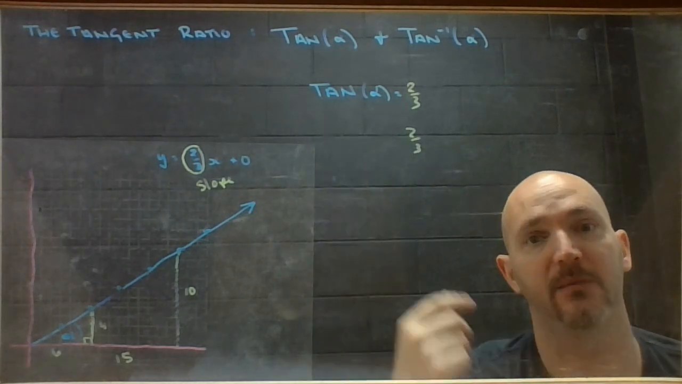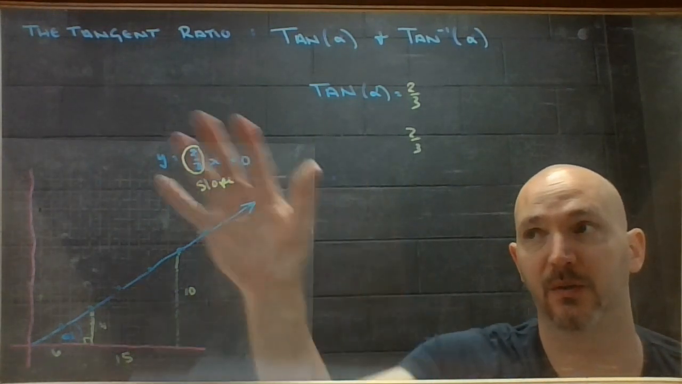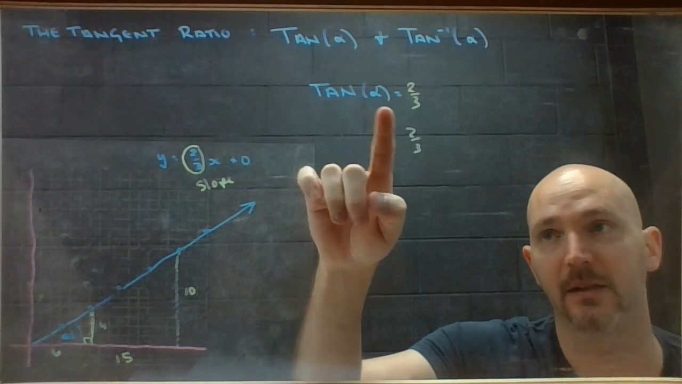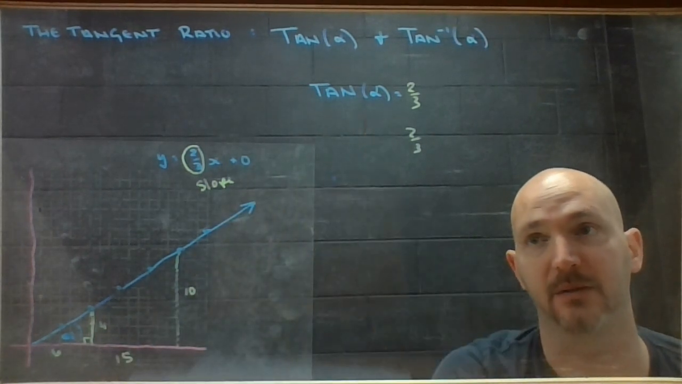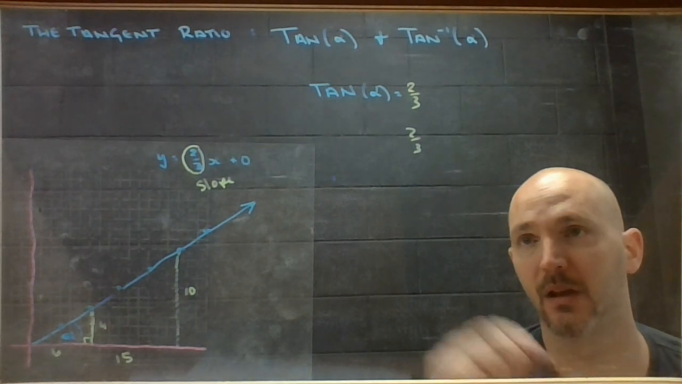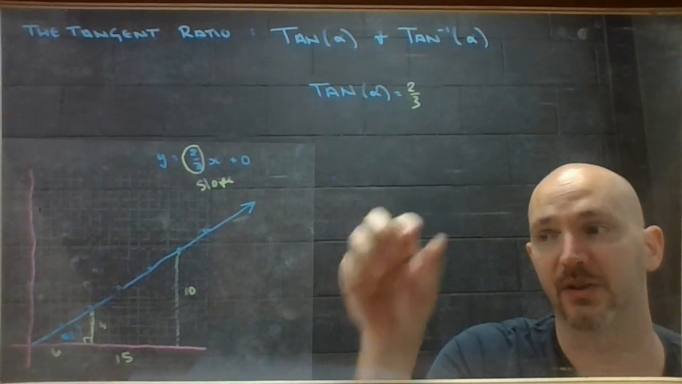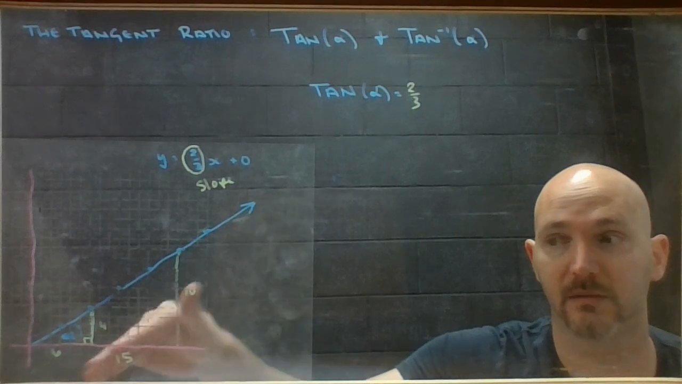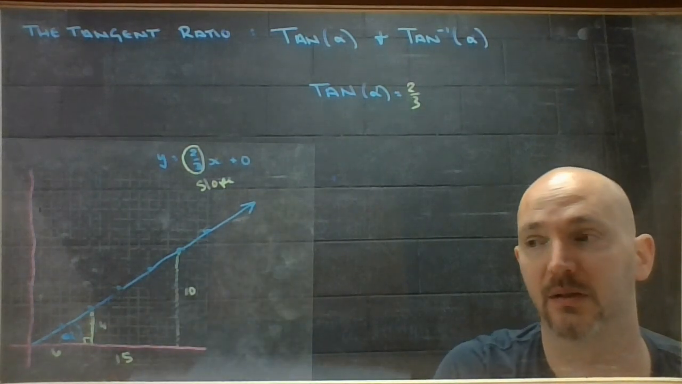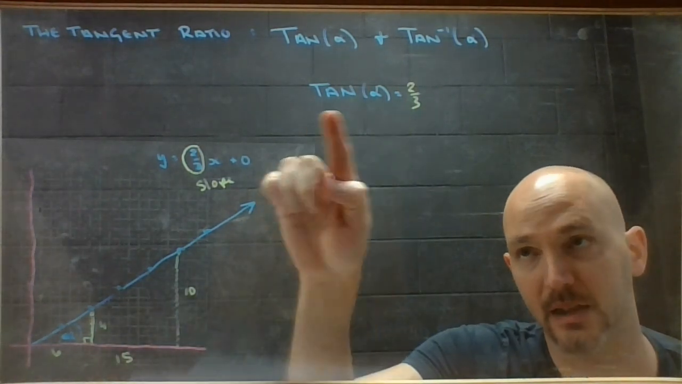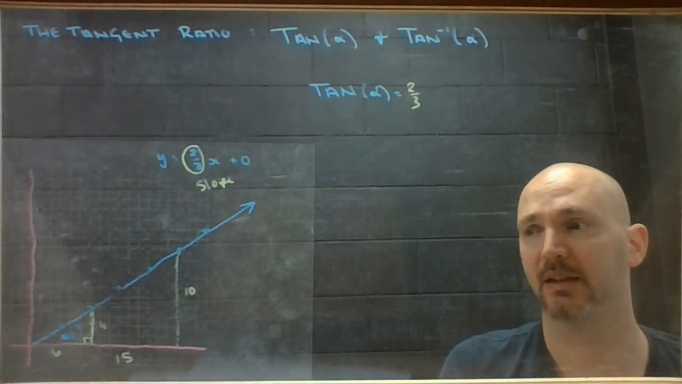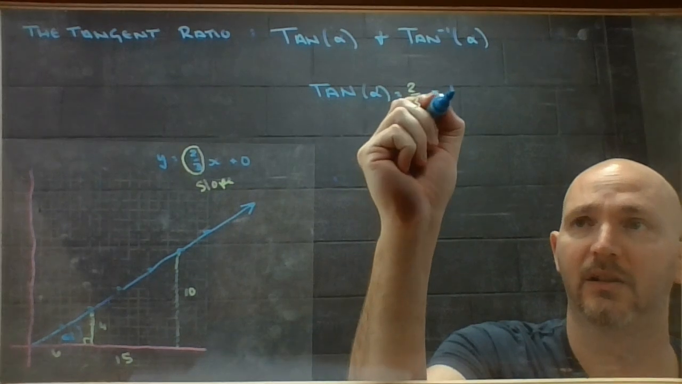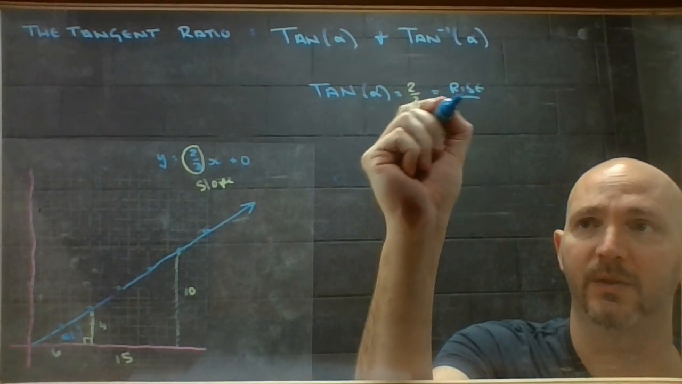So we write tan, T-A-N, which is just short for tangent. And the angle that I'm trying to solve goes sort of in the operator there. So by definition, the rise over run of this particular triangle calculates this ratio here. So I'm just going to write that in there. That is the rise over the run.